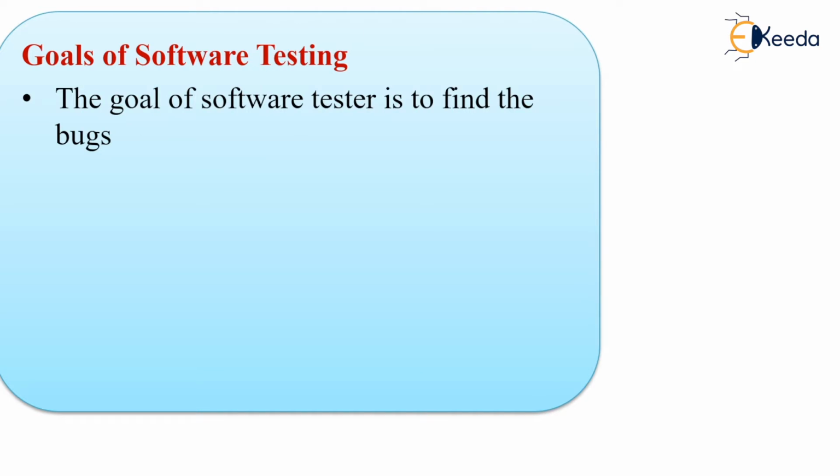The first goal of the software tester is to find the bugs. What is a bug? A defect, an abnormal behavior of the software which was not expected, which was not specified in your requirements. Now you are not going to see all those requirements or the SRS document. You have your code in front of you. You have your guidelines on what you are supposed to test. So the first thing is to determine the bugs.